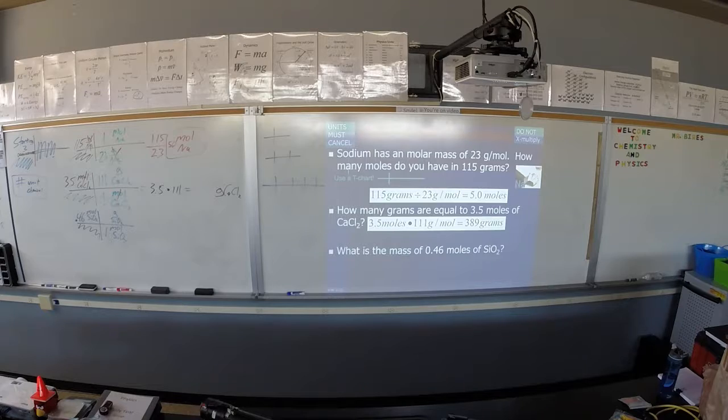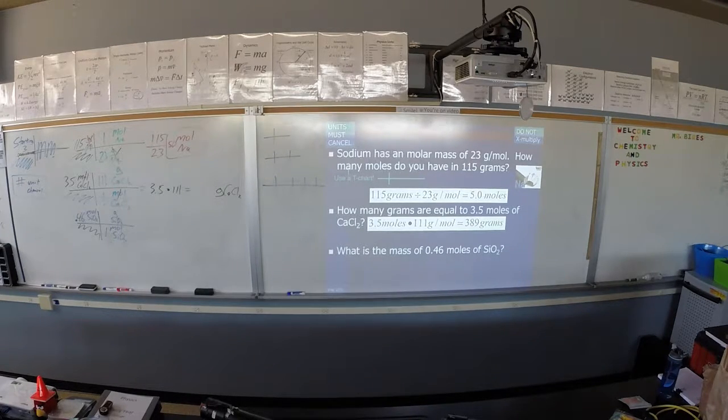And then SiO2 is one silicon, so let's do some side math. One silicon and two oxygens. So write down the mass of a silicon. I like to write the whole thing out and then put the numbers right below it. So put the mass of the silicon under the silicon.